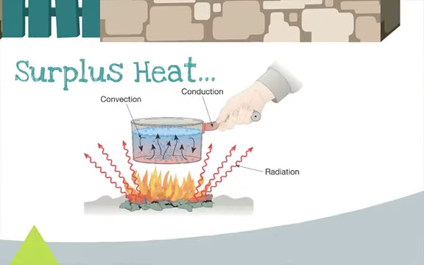Now, the surplus heat in our bodies is passed to the environment in 4 ways: through convection, conduction, radiation, and evaporation. With convection, air molecules absorb heat from the body. In conduction, heat is transferred through direct contact with cooler surfaces. Heat radiates to cooler surfaces without physical contact in radiation. And in evaporation, heat is drawn from the body's surface to provide energy to turn liquid water into water vapor.